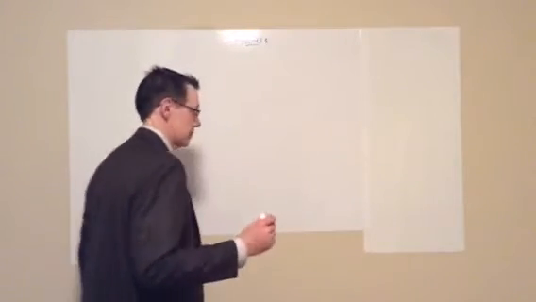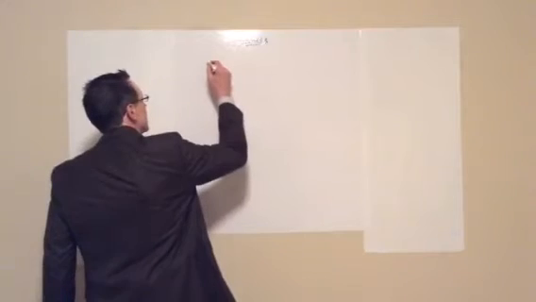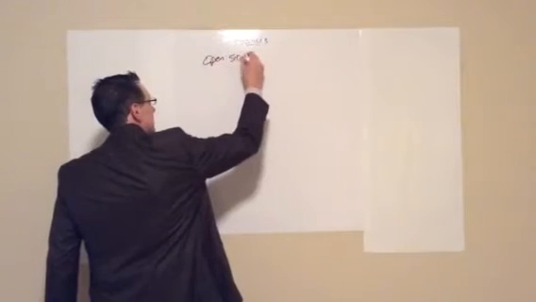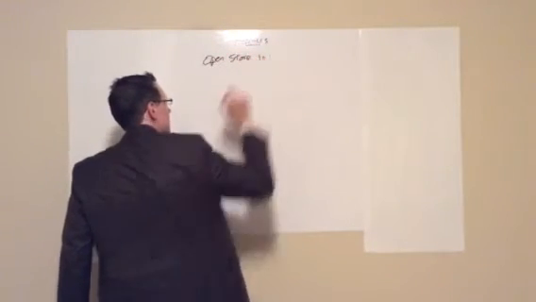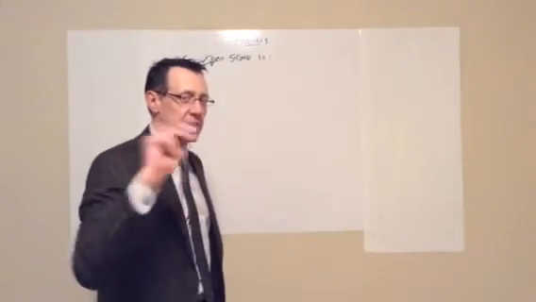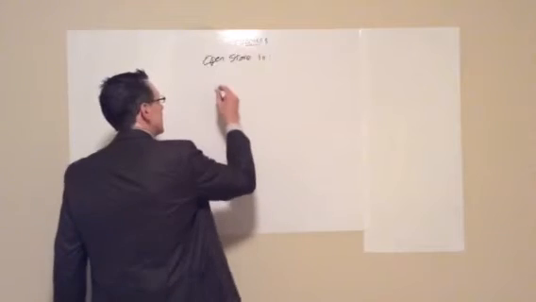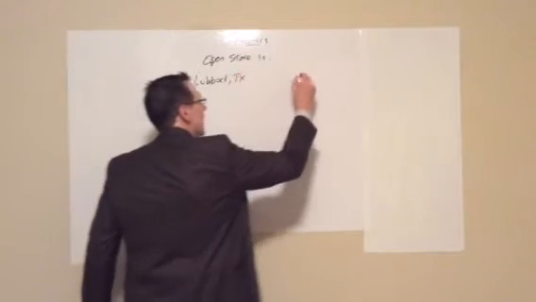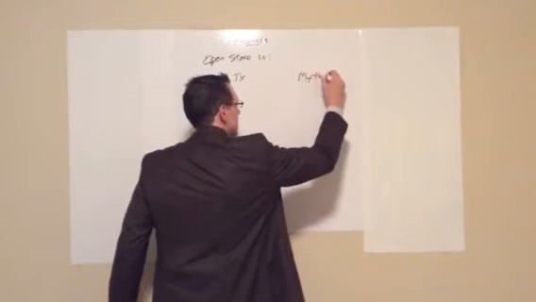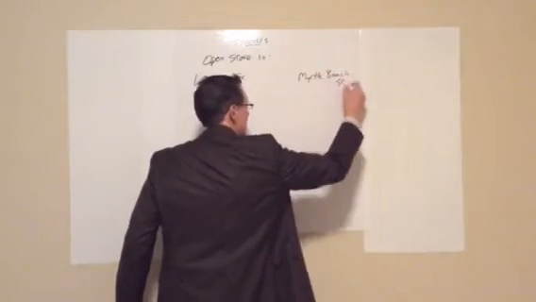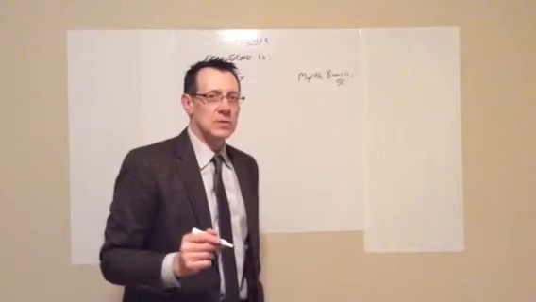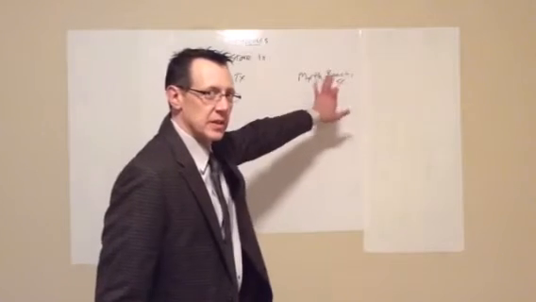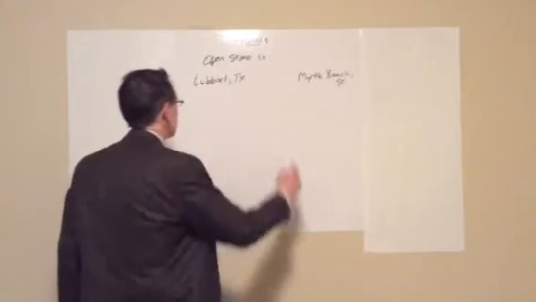So let's compare a couple. Here's all you're trying to do: open a store in, and then you pick a couple cities and you start to compare how the stores would differ. So let's do Lubbock, Texas, and Myrtle Beach, South Carolina, because it's cold and rainy out right now, and we should go to Myrtle Beach and open a store. Lubbock, yeah, maybe not so much.